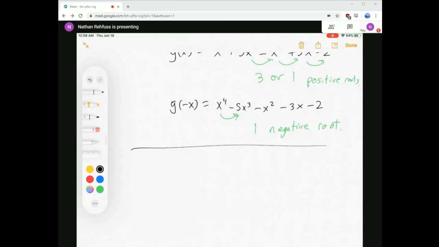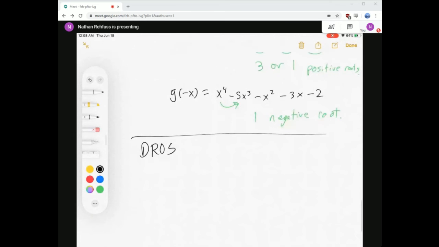Okay, here's a couple more things about the DROS, which is what I'm calling Descartes' rule of signs because it abbreviates to DROS, so I just call it DROS. Let's say g of x is 2x to the 6th minus 5x to the 4th minus 3x cubed plus 7x squared plus 2x plus 5. Hey, here's an exercise. Do the DROS. I'll let you pause the video.